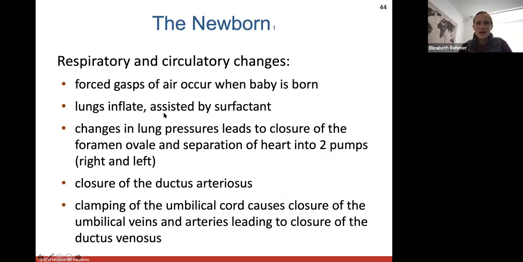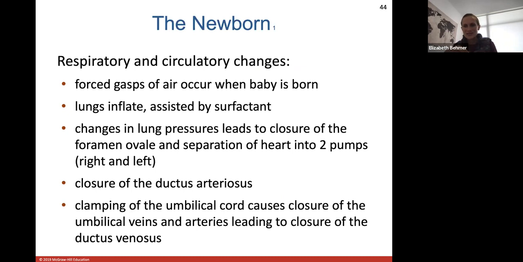All right, so the newborn respiratory and circulatory changes. So forced gasps of air occur right when the baby is born. And when it does this, the lungs will inflate. And this is why it's very important for babies to be born after 38 weeks, because at 38 weeks, the lungs have those cells that are producing surfactant. And surfactant is what will keep the lungs inflated. So once the baby takes its first breath, the change in pressure causes the lungs to inflate, and then they'll be kept open by the surfactant.